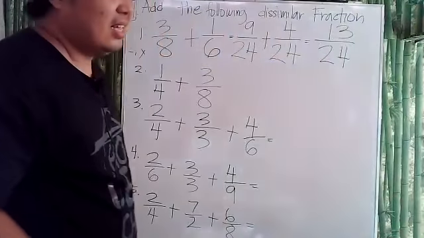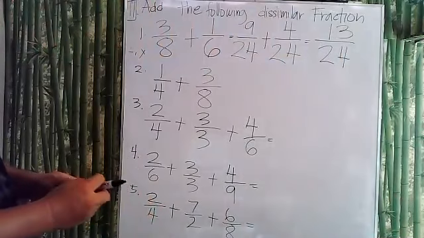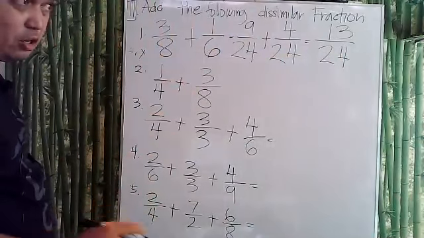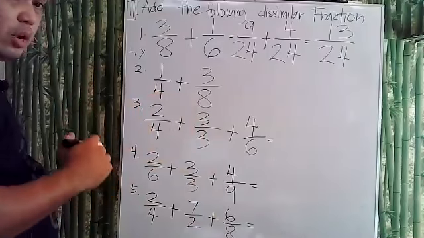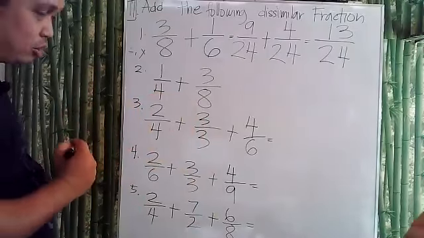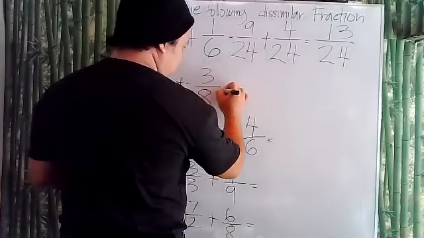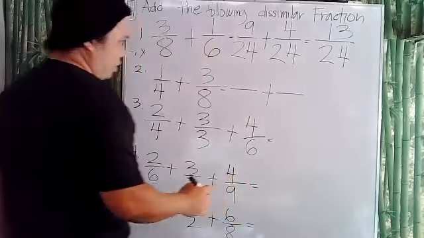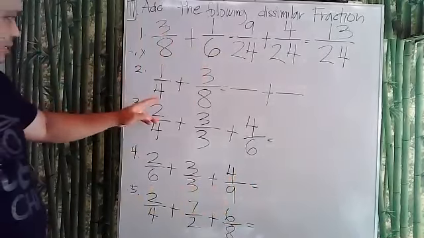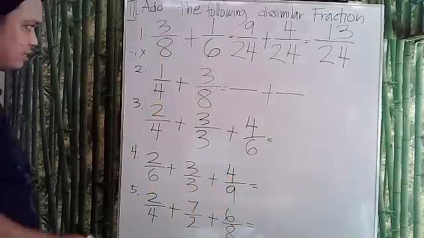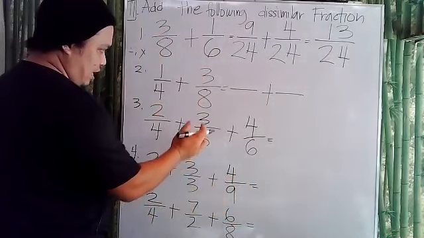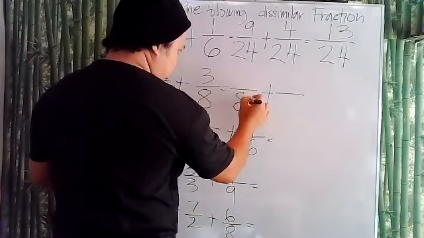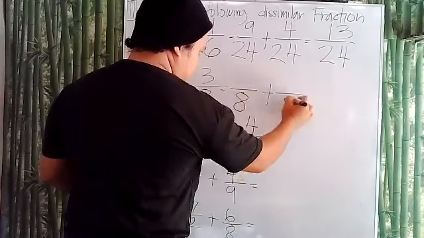Okay. Now let's proceed to number 2. 1/4 plus 3/8. We are adding these dissimilar fractions. So in order for us to add them, we must change them first to similar. So we must find their least common denominator, a number that can divide both their denominators. So we have here 8, because we can divide 8 from 8, and can divide 8 by 4. So we have their LCD, which is 8.